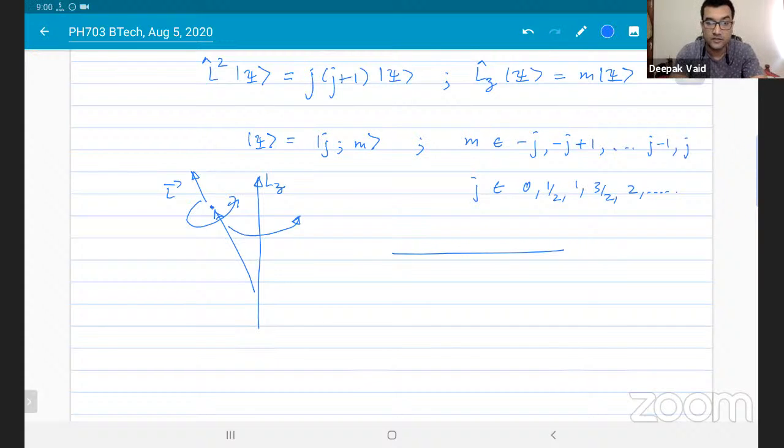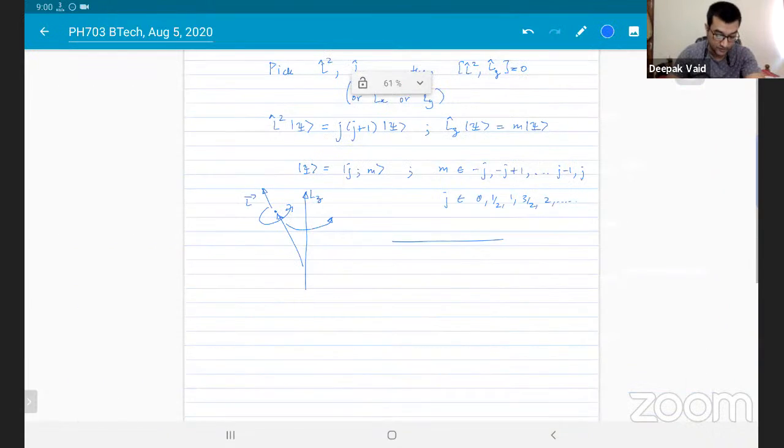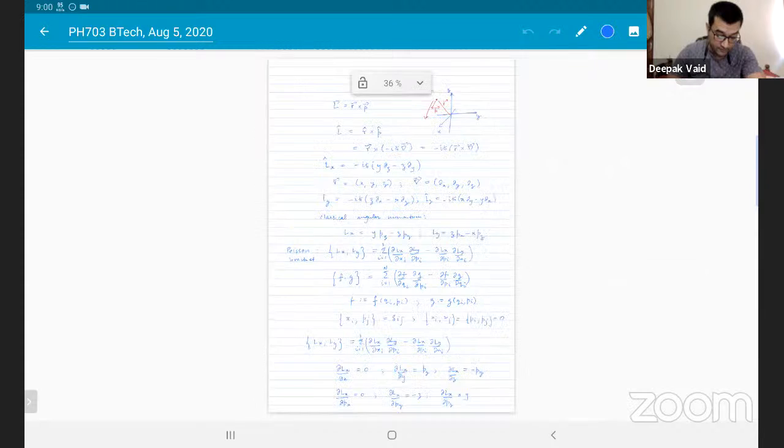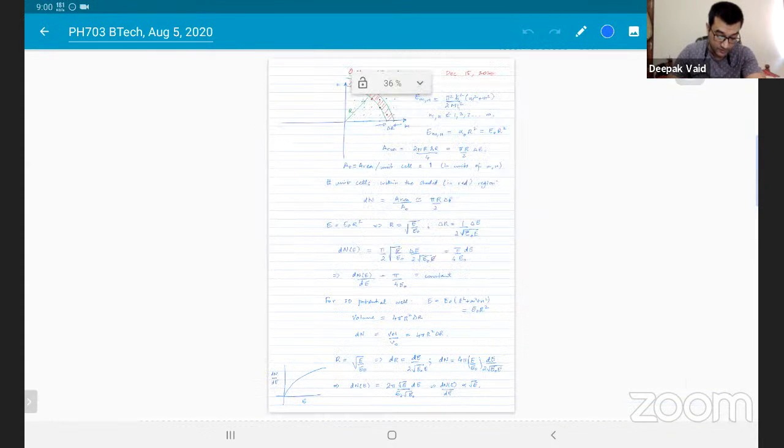A good preparation for this would be to revise your Pauli matrix algebra, which you covered in the beginning of the semester. All right, I will leave it here. Any questions?